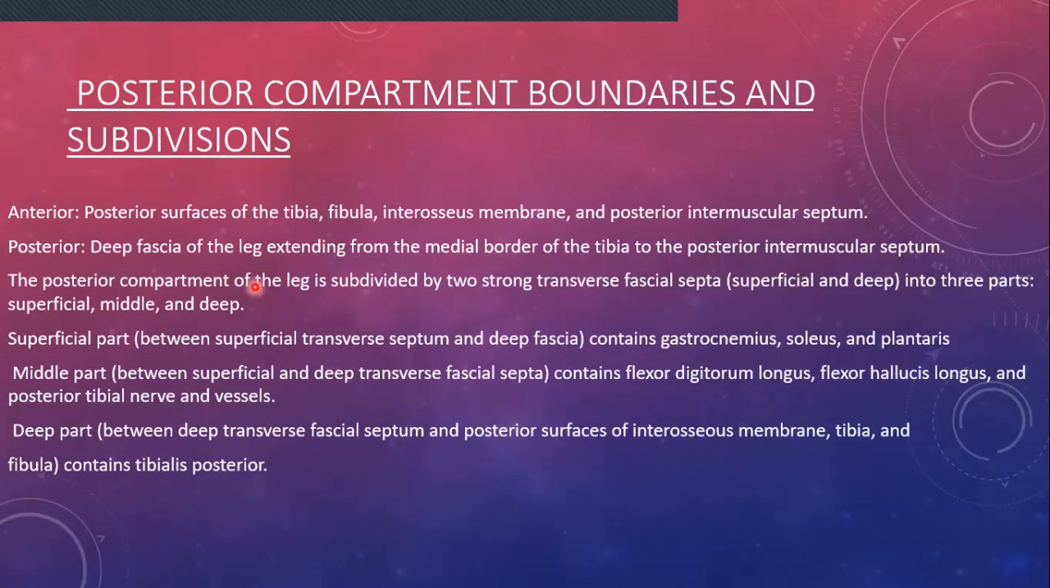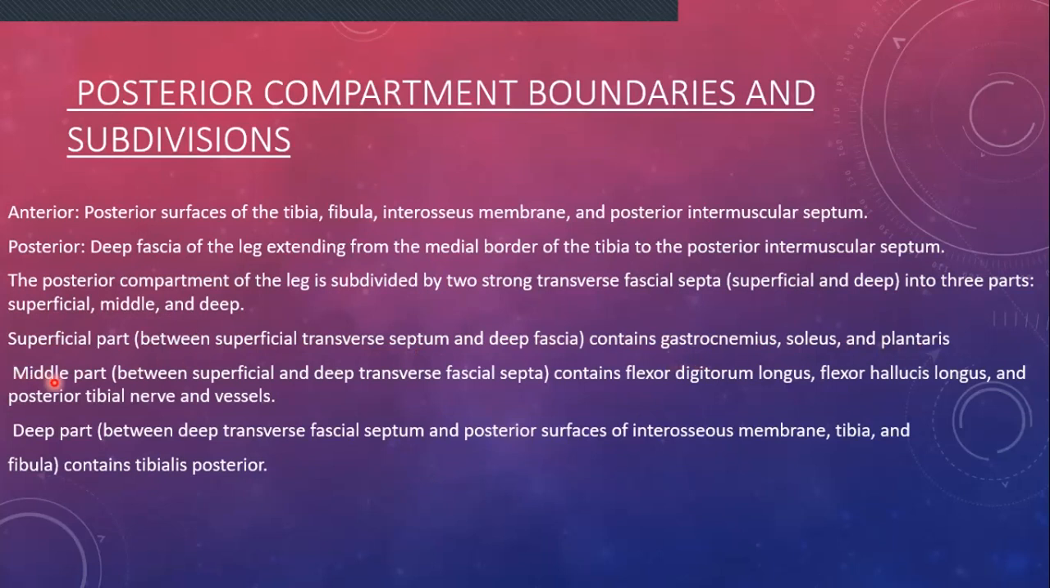Okay, now that posterior compartment is further subdivided by 2 strong transverse fascial septa, the superficial transverse fascial septum and the deep transverse fascial septum, into 3 parts. Now the posterior compartment will have a superficial subdivision, a middle subdivision, and a deep subdivision. The superficial subdivision, which is found between the superficial transverse septum and the deep fascia, will contain your gastrocnemius, soleus, and plantaris muscles.